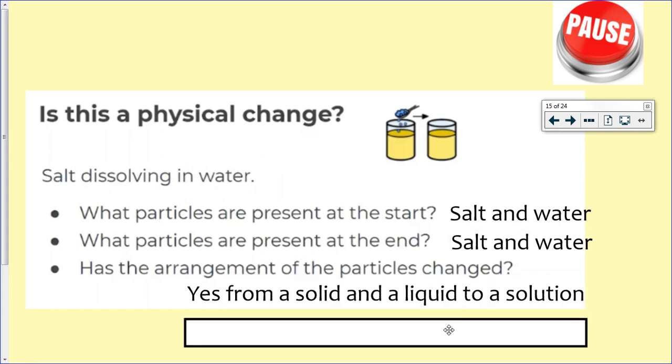Yes, it's gone from a solid and a liquid, so the salt and the water, to a solution. Okay, so we've still got salt and water at the end, it's just in a different form. Okay, it's become a solution, it's dissolved and mixed together.